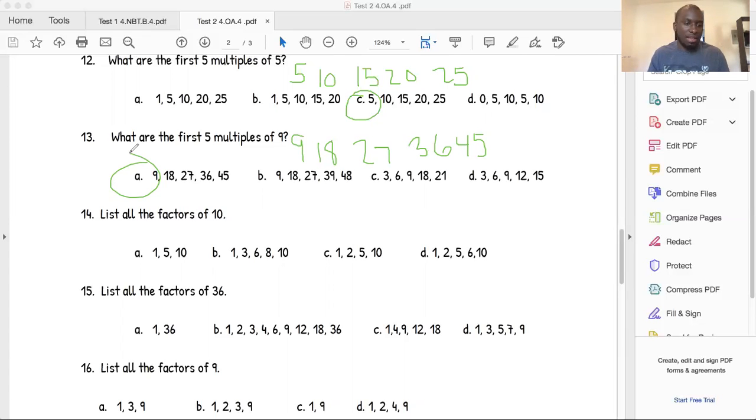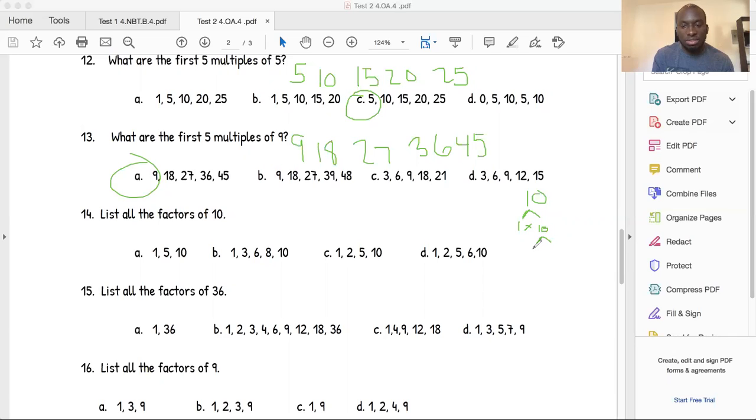Answer choice A. Number 15, list all the factors of 10. Factors are different than multiples. Multiples are the number that you get when you multiply 2 factors. Factors of 10 is what times what. If I multiply 2 numbers, what 2 numbers get me to 10? So I'm going back to this tree. I know 1 times 10, right?